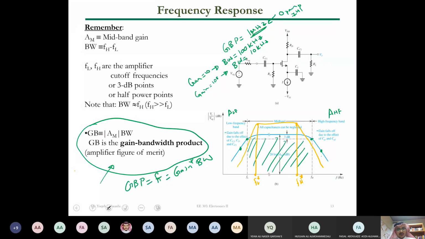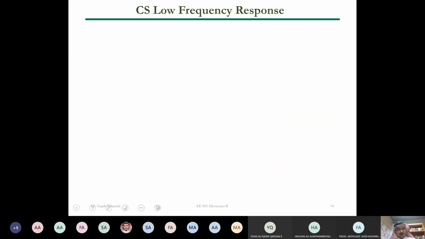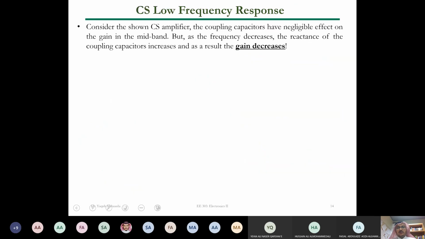Okay guys, maybe we'll stop here. We'll start our study of the common source low frequency response next class, God willing. Be prepared for the quiz. Thank you. See you Tuesday, Thursday, God willing.